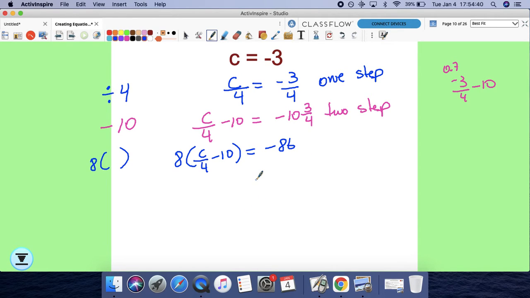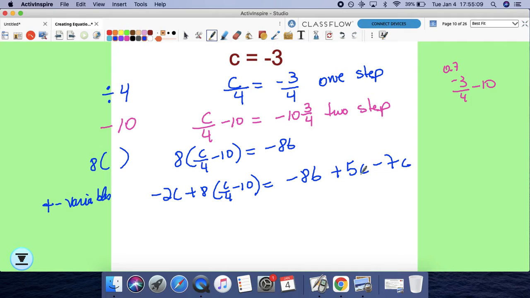And again, the next step here, if we're going to add or subtract variables to both sides, just to add a little more complexity, let's subtract, I don't know, 2c. So I can say minus 2c plus 8, c over 4 minus 10 equals. And on the other side, like I said, I can express negative 2c in different ways. So I can say negative 86 plus 5c minus 7c. Isn't 5c minus 7c the same thing as negative 2c?